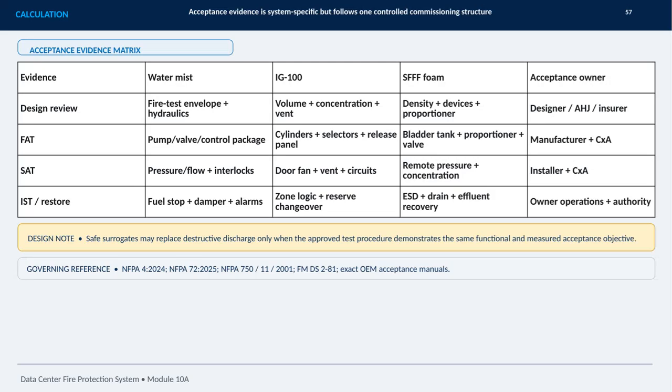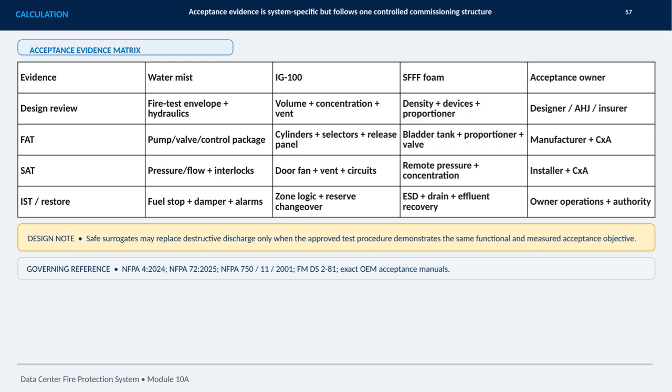This slide presents the acceptance evidence matrix for 3 fire protection approaches: water mist, IG-100, and SFFF foam. The key point is that acceptance evidence is system-specific, but it follows one controlled commissioning structure. The process begins with design review. For water mist, that means confirming the fire test envelope and hydraulics. For IG-100, it includes protected volume, concentration, and venting. For SFFF foam, the review covers density, devices, and proportioning equipment.